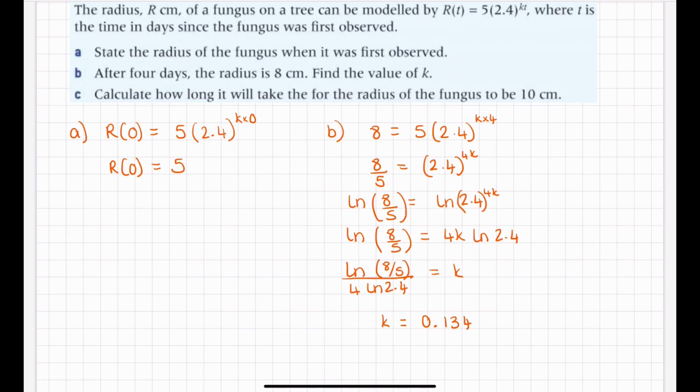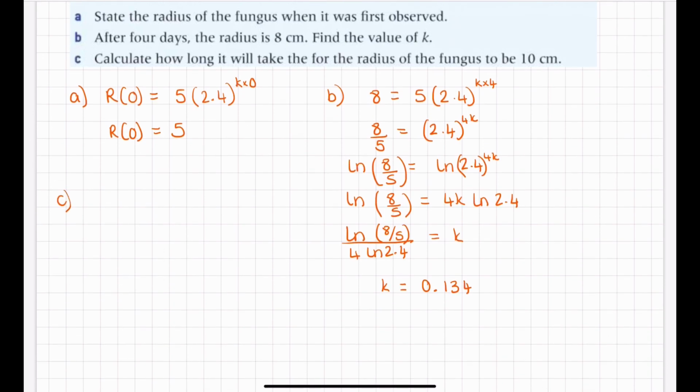Part C, we want to calculate how long it will take for the radius of the fungus to be 10 centimetres. So this is very similar to part B. So we want the radius to be 10, so we'll have 10 equals 5 times 2.4. Now we know what k is. We know that k is 0.134. So 0.134 times by t.